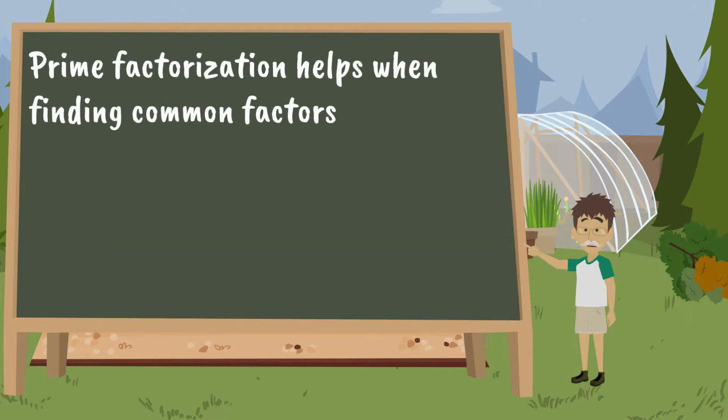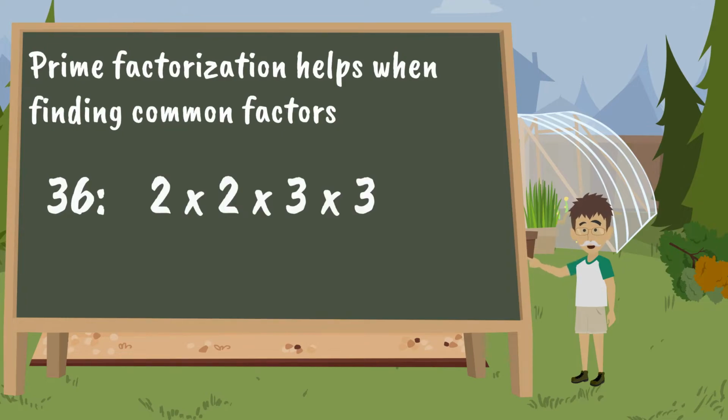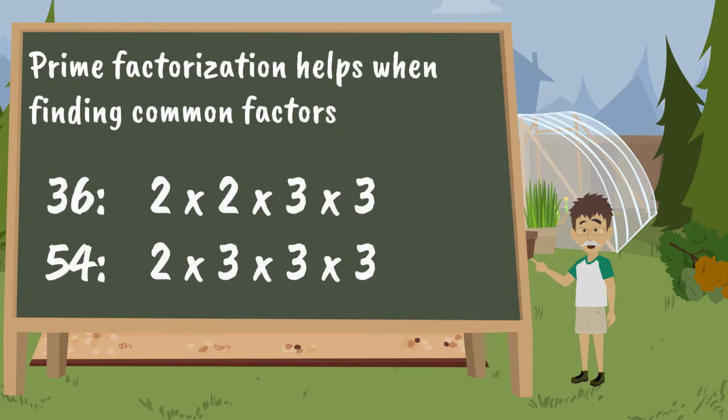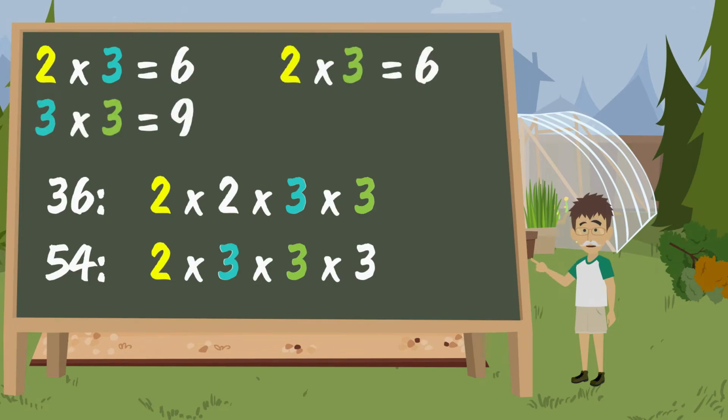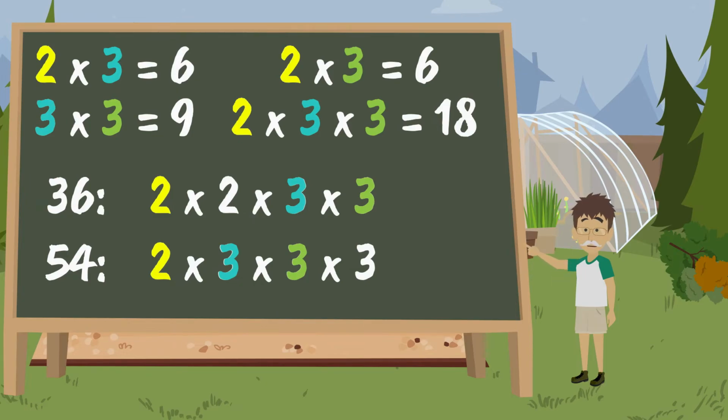Some like to list out all factors of both numbers to find the common factors. But prime factorization also helps with finding common factors. To use the prime factorization, identify the prime numbers that appear in both prime factorizations. The prime factorization shows 1, 2, and 2 3s are shared. Any combination of these prime factors will produce a common factor. Multiplying all the shared prime factors together gives us the greatest common factor, the largest number that divides evenly into both numbers.